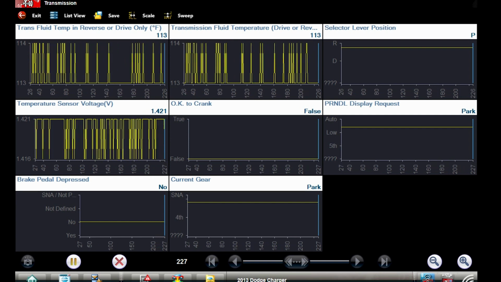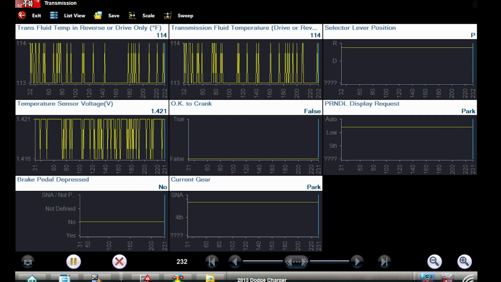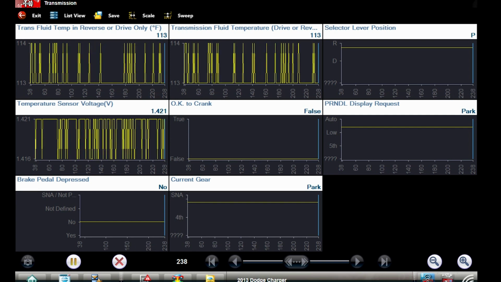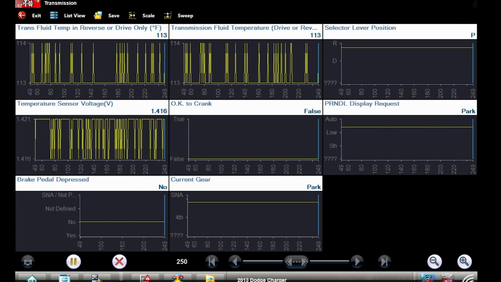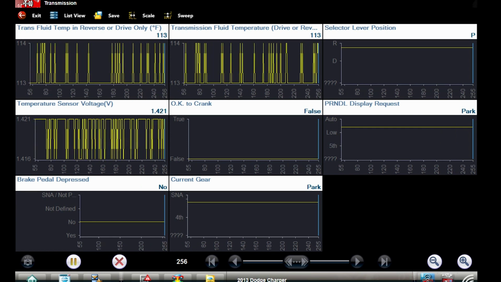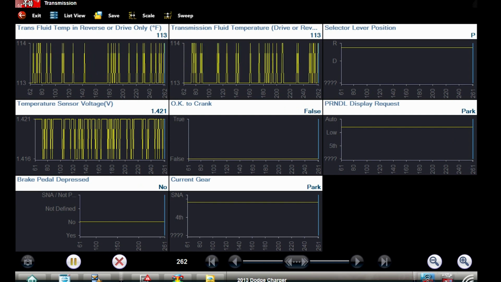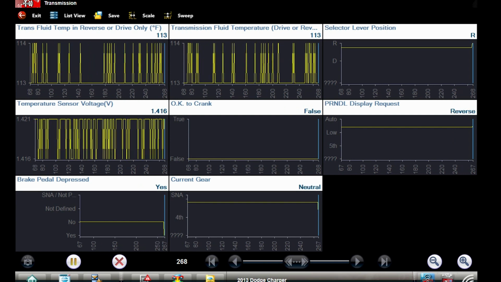Now we're going to go to neutral. Selector lever agrees with neutral. PRNDL display on both the instrument cluster and the scan tool agree with neutral. Still no OK to crank, and our temperature sensor voltage is still low based off of what it should be.